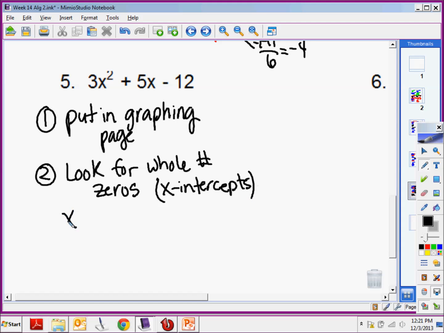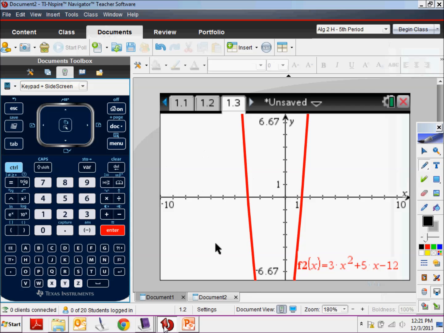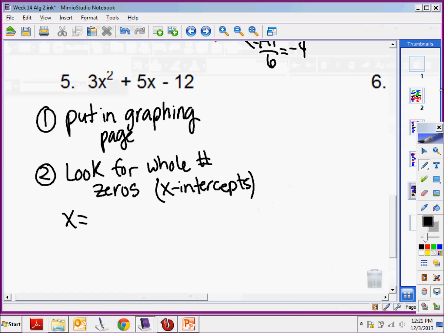Okay, so what does x equal? Come on, Eric. So here, do I have any whole number zeros? Yes. Where? The x-intercept is like... where's my whole number? It looks like you say 1.5. Negative 3, 0. Negative 3 and 1.5. So one of my zeros, it's not 1.5.